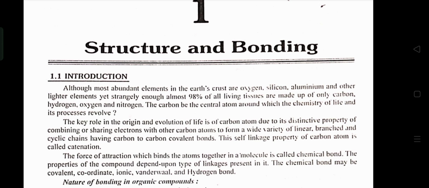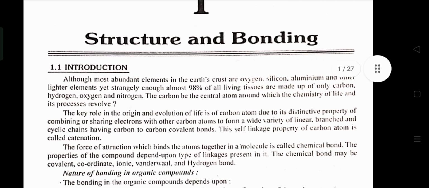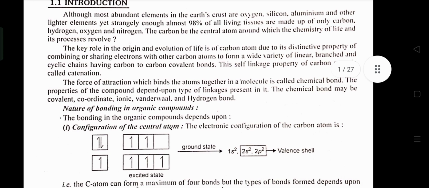Today, I will discuss the chapter structure and bonding. Let's start the chapter. Although the most abundant elements in the earth's crust are oxygen, silicon, aluminium, and other lighter atoms, yet strangely enough, almost 98% of living tissue is made up of carbon, hydrogen, oxygen, and nitrogen. Carbon is the central atom around which the chemistry of life revolves.